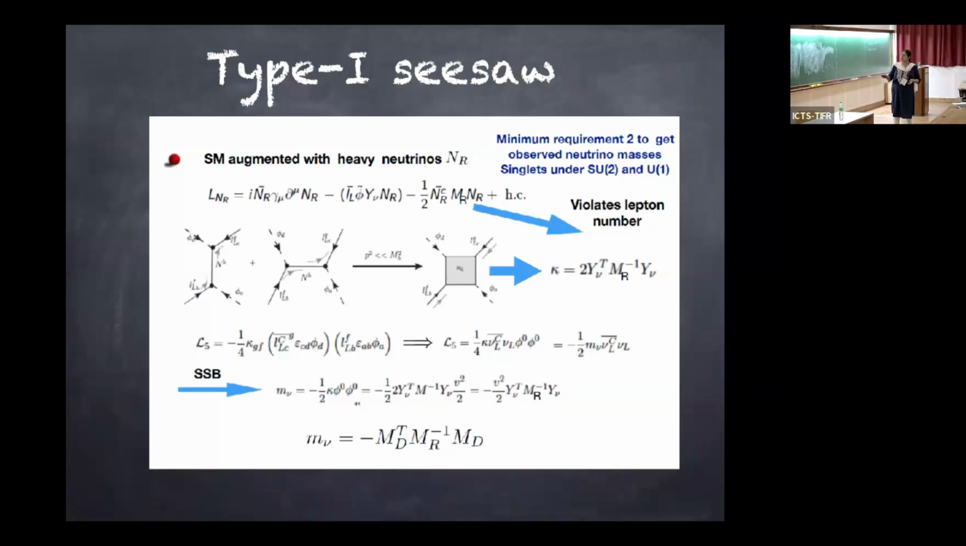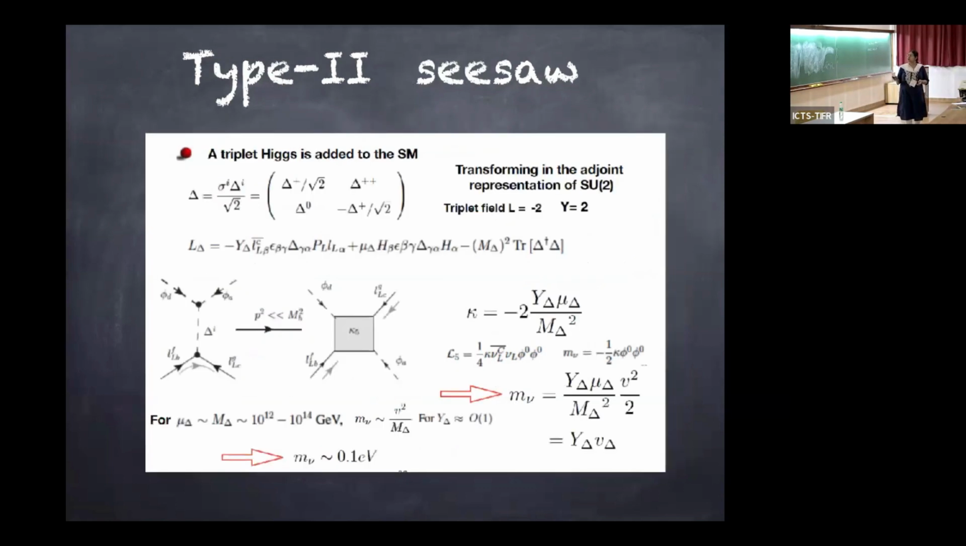So from these couplings, here you have y_nu, you will have y_nu transpose, and that transpose will come from your Majorana fermion Feynman rule. This M_R will come from the propagator. So this is the type 1 seesaw, and now the type 2 seesaw.